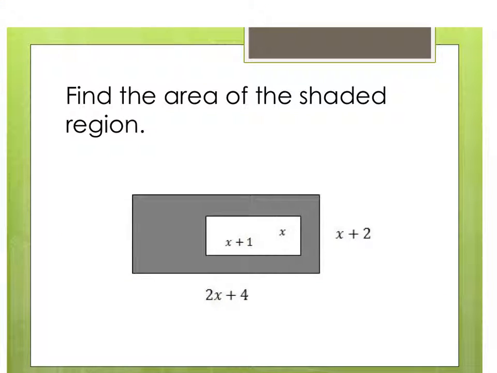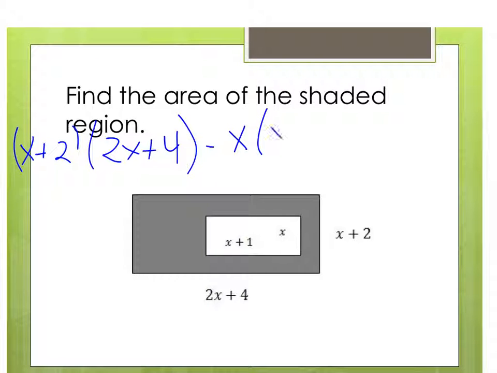All right, our last one is finding the area of the shaded region. Now the trick of this one is that we don't need the total area, so we're going to subtract out that middle portion. So what we're going to do is rewrite this problem, and we're going to write our outside portion first with x plus 2 times the quantity of 2x plus 4. And we're going to subtract out that middle portion just like this.